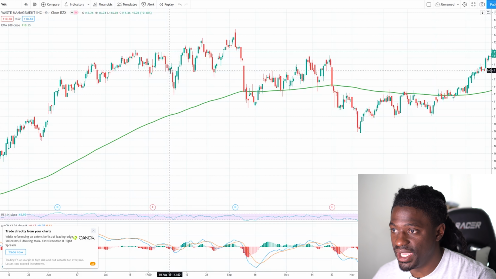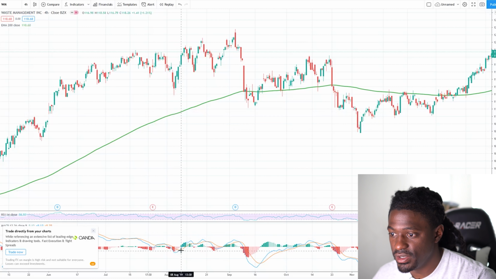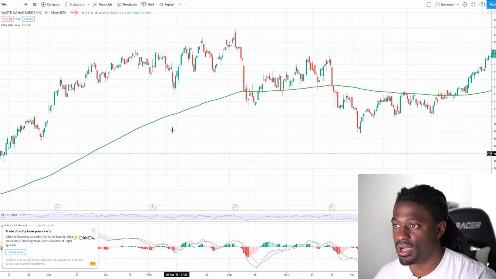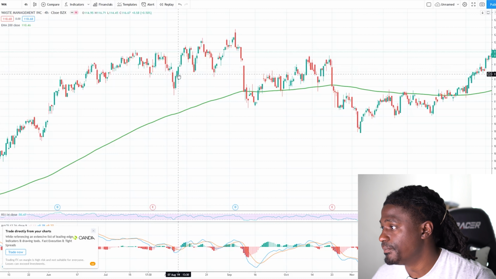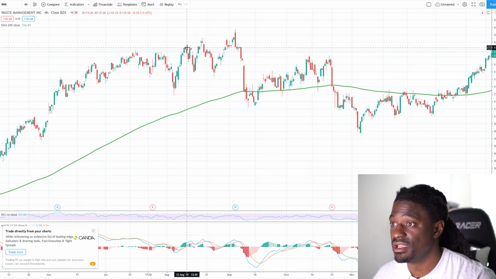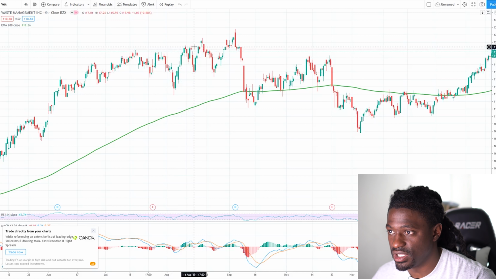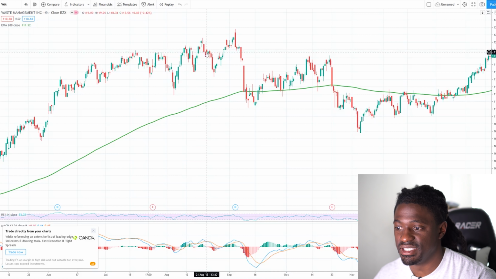Right here, the MACD was pulling down. It crossed over, right here below the zero. The MACD cross is above the green EMA, and we could have taken this trade all the way back up from $115 to $118 again, when the MACD crossed back over.